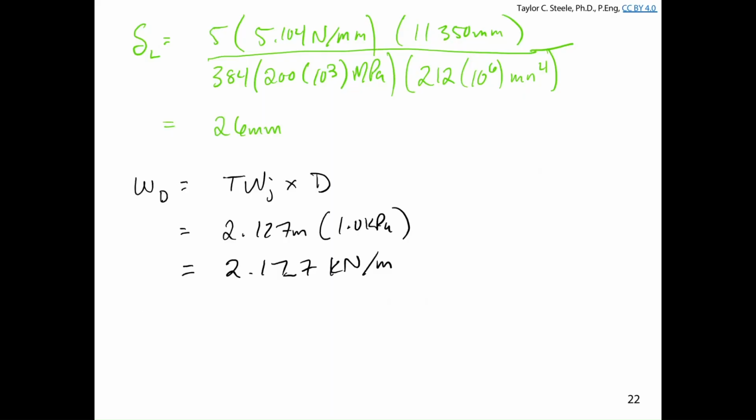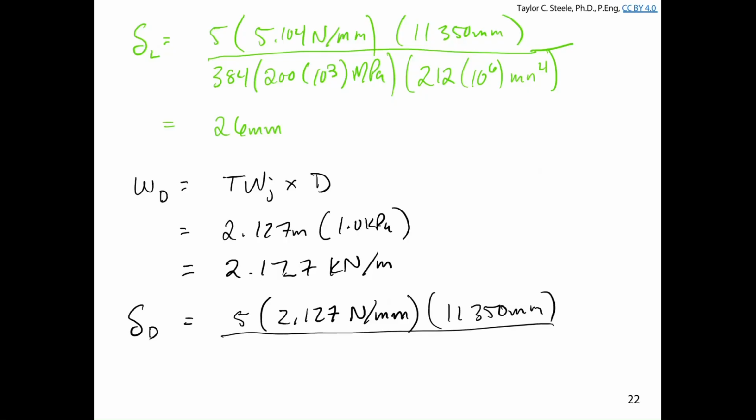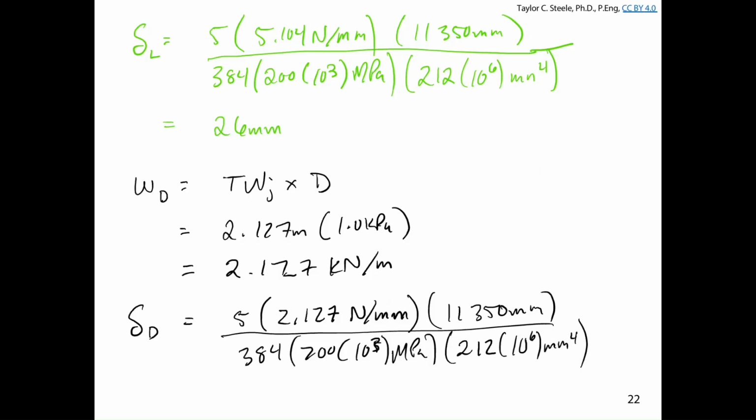Okay, so here we can do delta dead is 5 times 2.127 newtons per millimeter. Again, those units are equivalent, don't need to do any conversion, times 11,350 millimeters divided by 384 times 200 times 10 to the 3 megapascals times 212 times 10 to the 6 millimeters to the 4th. And for dead load deflection, we get 10.8 millimeters.